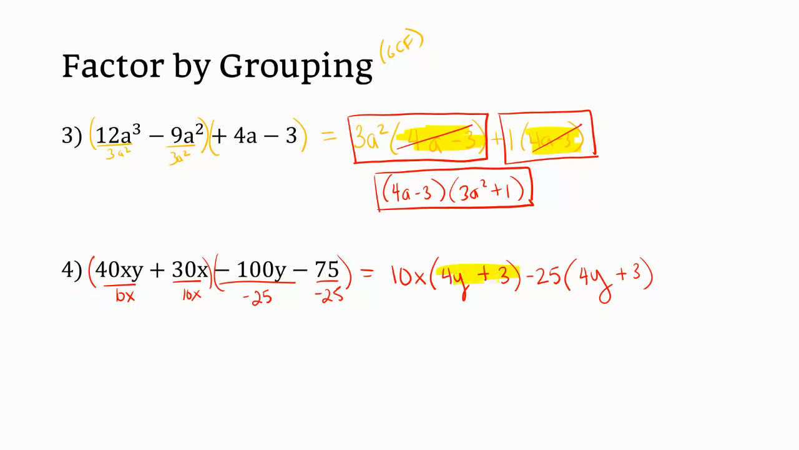you've got the same number right in here. So I'm going to go ahead and factor that out. So I'm going to factor out 4y plus 3. When I do that, and I divide both of them by it, I'm going to be left with 10x minus 25. Are we done?